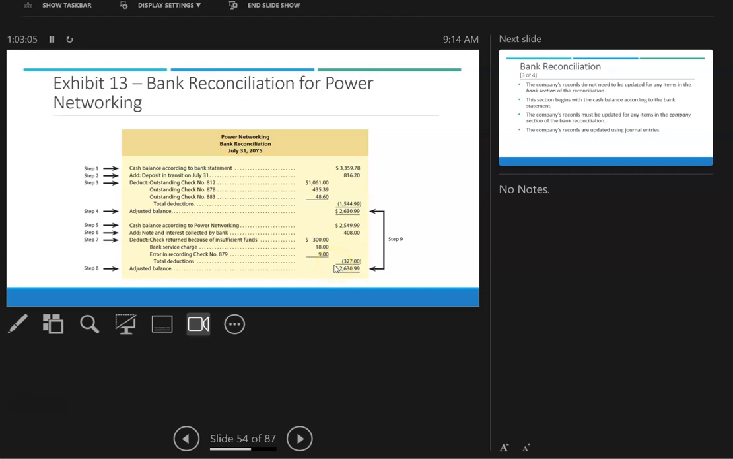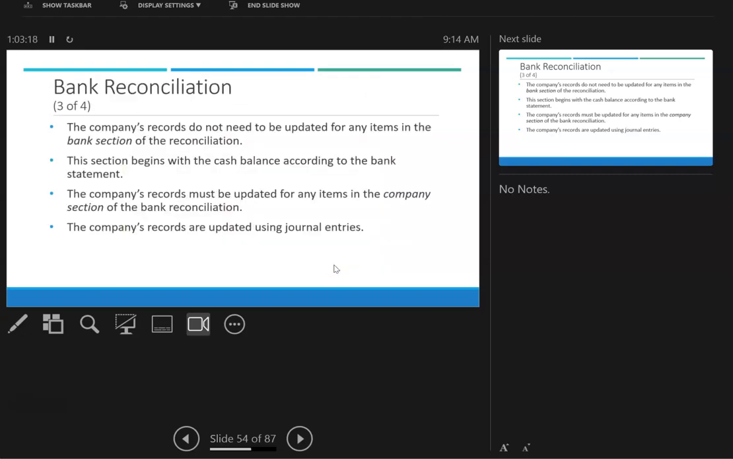Now, errors can happen too. So if we show that we keyed in a check for $880 when we really keyed it in for $860, that's an error we might have to adjust on our books.